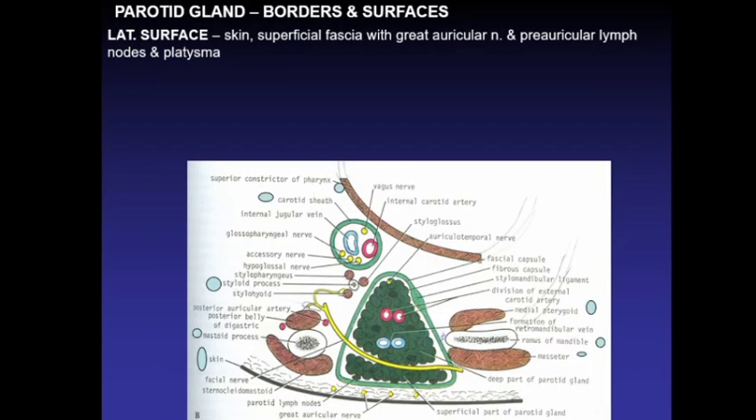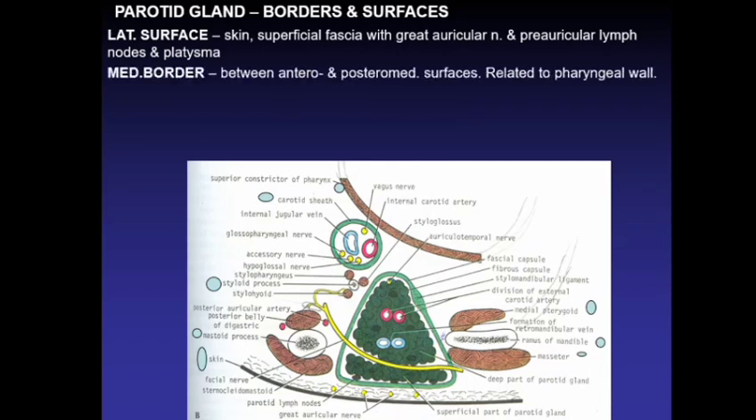Now we'll see the borders and surfaces of the parotid gland. First we'll see the surfaces. Just below the diagram, see the lateral surface and the structures I have marked with a blue color. The lateral surface is related to skin, superficial fascia with the great auricular nerve and preauricular lymph node, and the platysma muscle.